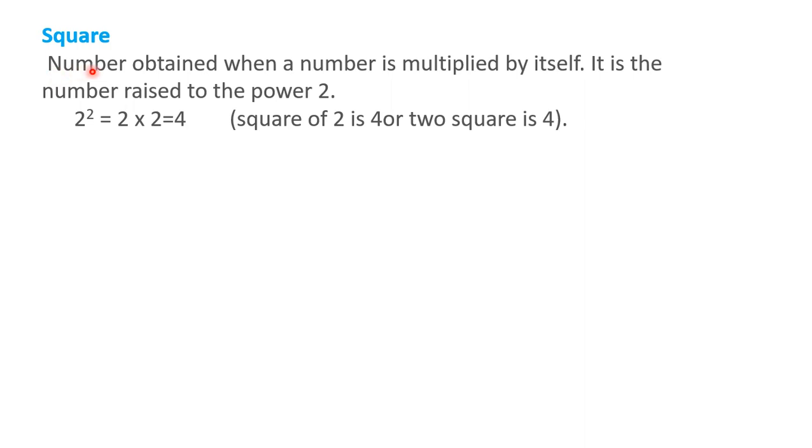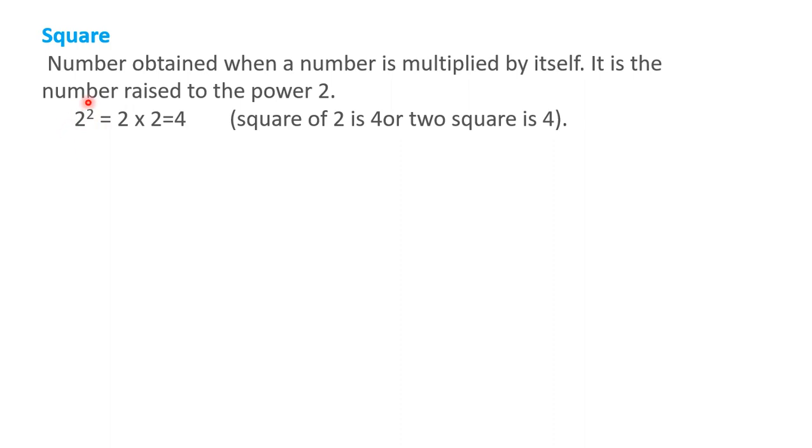In the same way, a square is a number obtained when a number is multiplied by itself. So it is the number raised to the power 2. Now we can say 2 raised to the power 2. This means 2 multiplied by 2 itself will give 4. So this 4 can be expressed as 2 raised to the power 2. This is the formation of a square. Writing the square, 2 raised to the power 2.